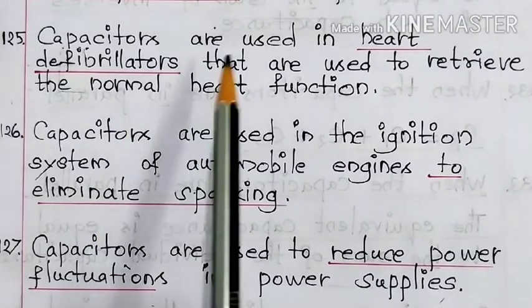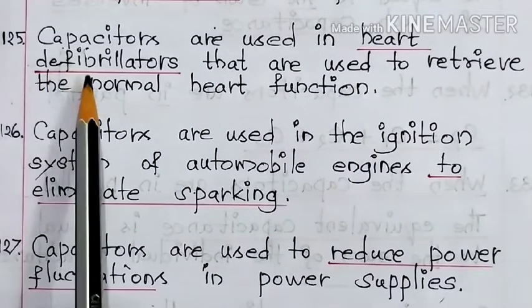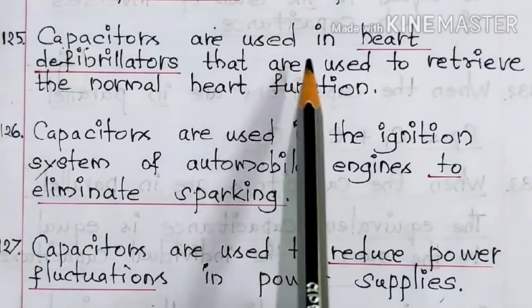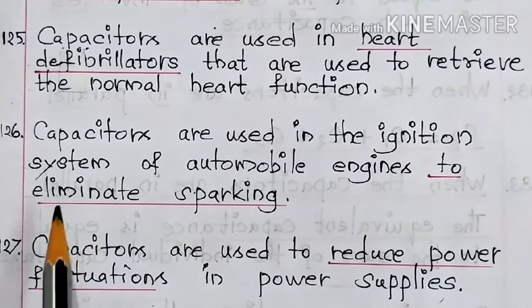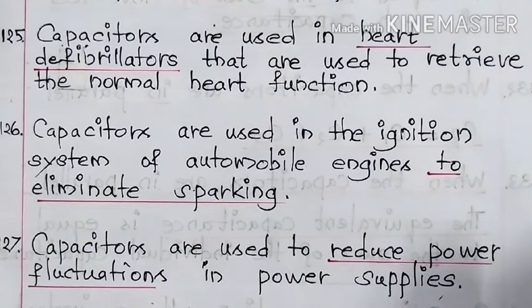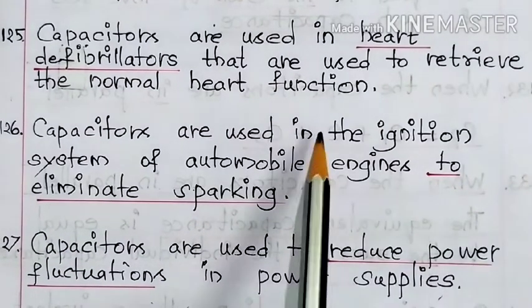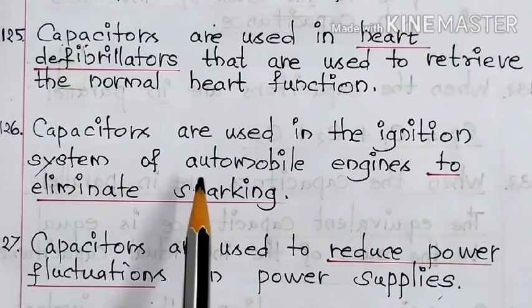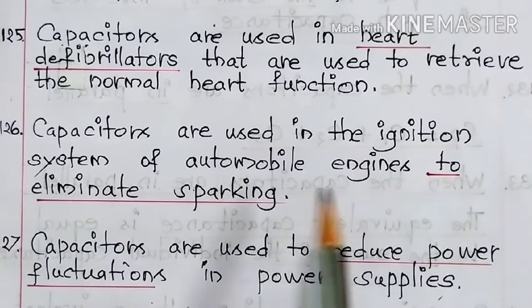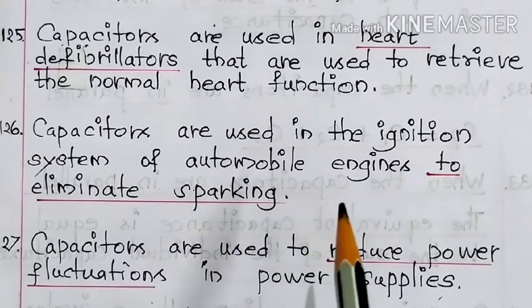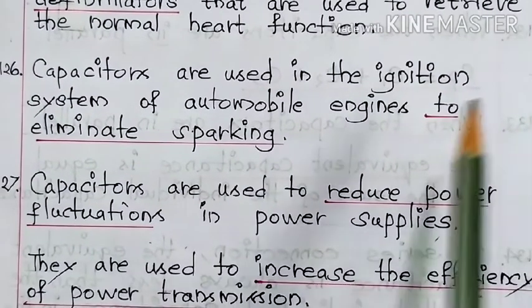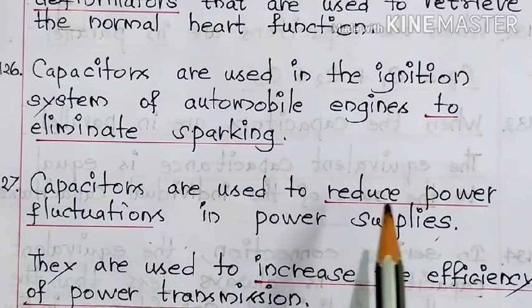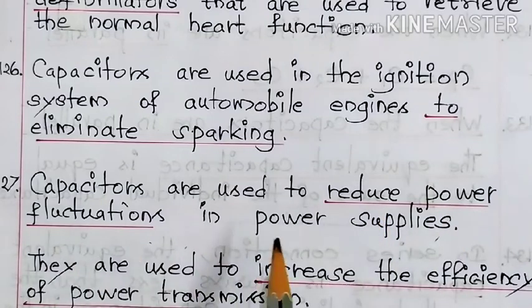capacitors are used in heart defibrillators that are used to retrieve the normal heart function. Next one, capacitors are used in the ignition system of automobile engines to eliminate sparking. Next one, capacitors are used to reduce power fluctuations in power supplies.